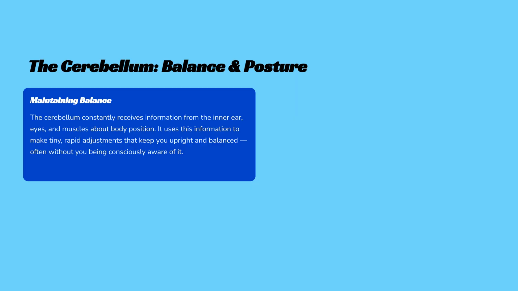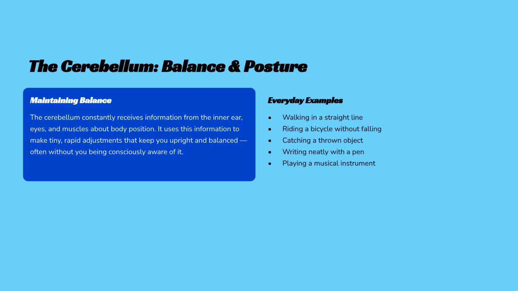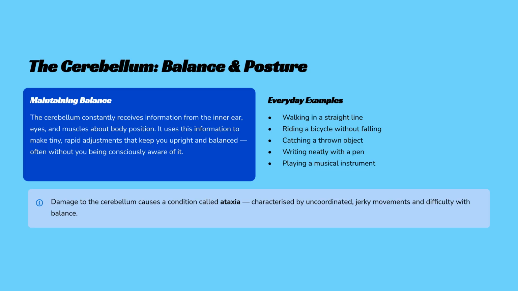The cerebellum is key for maintaining balance and posture by receiving information from the inner ear, eyes, and muscles. It makes rapid, unconscious adjustments to keep you upright, enabling everyday examples like walking, riding a bike, and catching objects. Damage causes ataxia, leading to uncoordinated, jerky movements and balance difficulty.